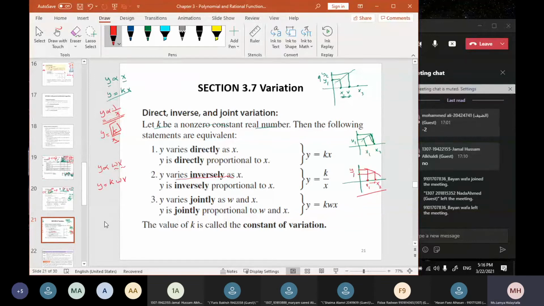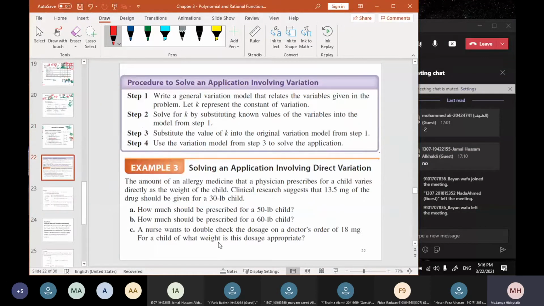And we always call this k the constant of proportionality. Okay, let's take some examples. We want to see an application of that.